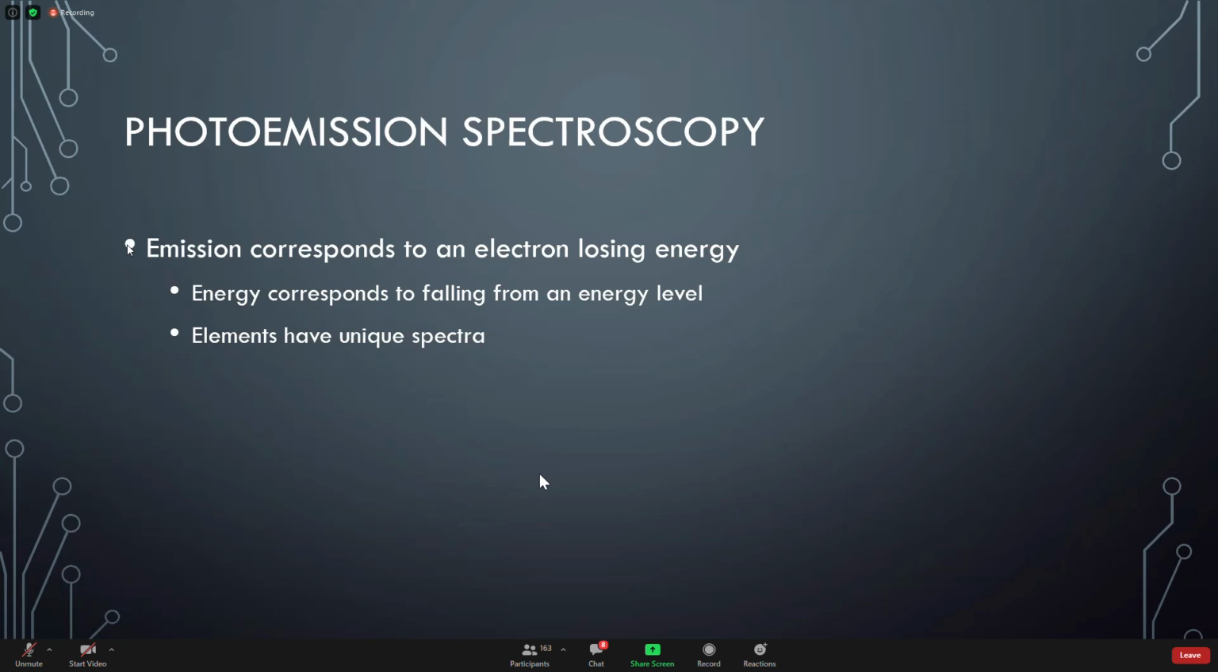And each line that we see represents a change from a high energy level to a low energy level. So each line is a key concept to keep in mind. The lines don't represent the different energy levels, but just the different allowed transitions. And all the elements are going to have a unique spectra because of the changes in the nucleus, the core charge, and the electronic structure. So it's a way to identify an element.